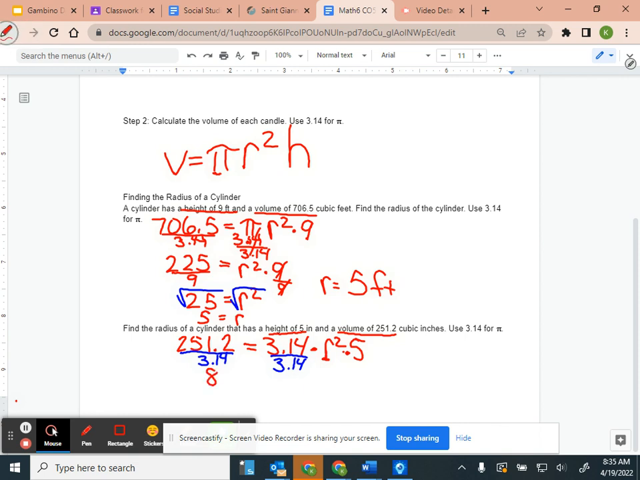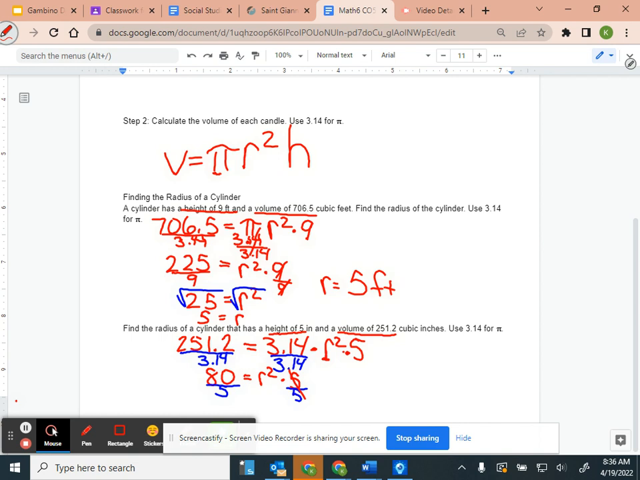Did you say 80? Yeah. And that equals r squared times 5. So what do I have to do next? We want to narrow it down to what just r is. So what do I have to do, Landon? I need to divide both sides by 5. 5 divided by 5 cancels out. What's 80 divided by 5?